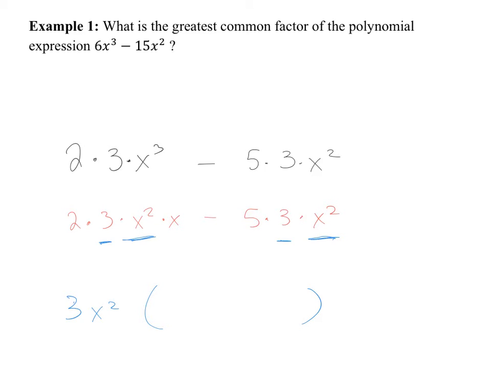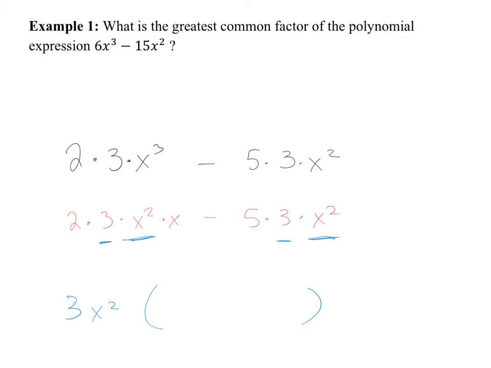But if you look at the original, I can see 3 goes into 6 and 15, that comes out. X squared is in both of those terms in the original, that comes out. How do I know what's left over now? How do I know what's left over? What's left behind, Ruth? Anything that's not underlined.